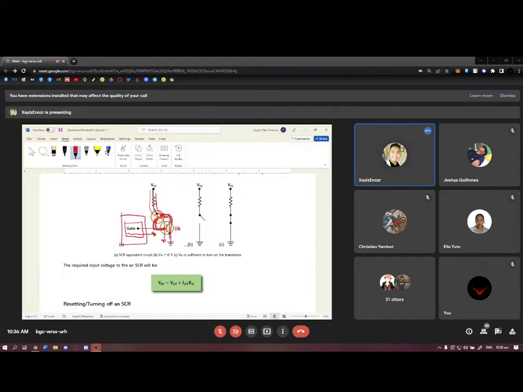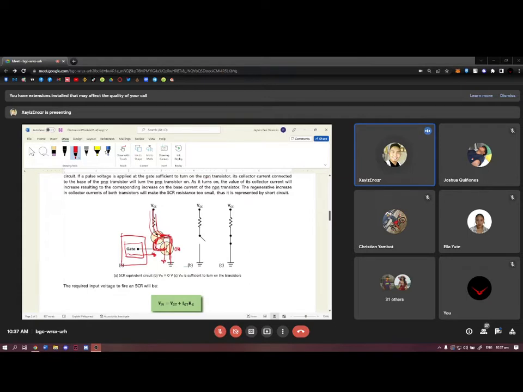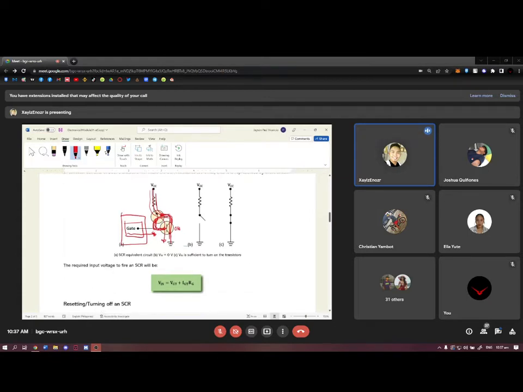So paano nga ito turn off si SCR? Since pag na-turn on siya, once na ma-turn on siya, kahit tanggalin mo yung gate, naka-on pa rin siya. So meron tayong techniques para ma-turn off si SCR. Okay? So hindi siya by simply tanggalin mo yung gate, off na si SCR. So hindi ganun yun. Naka-on pa rin yan once na ma-turn on mo.